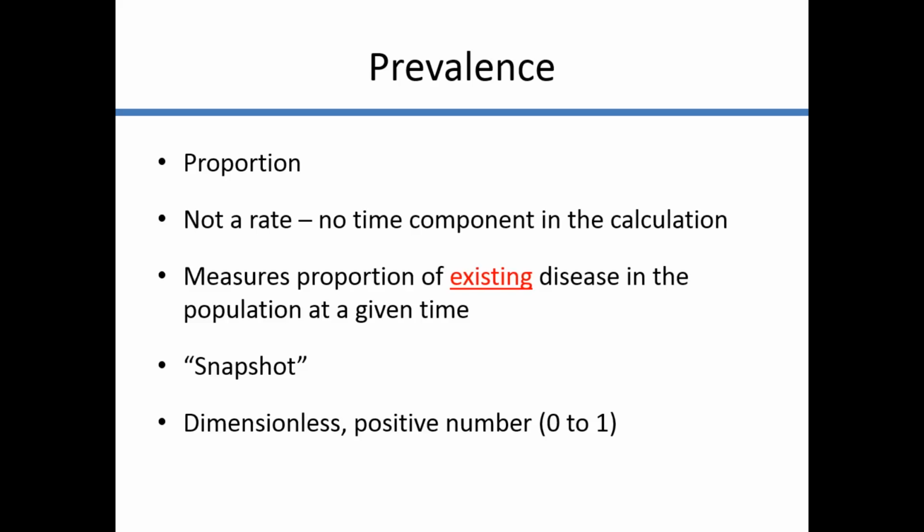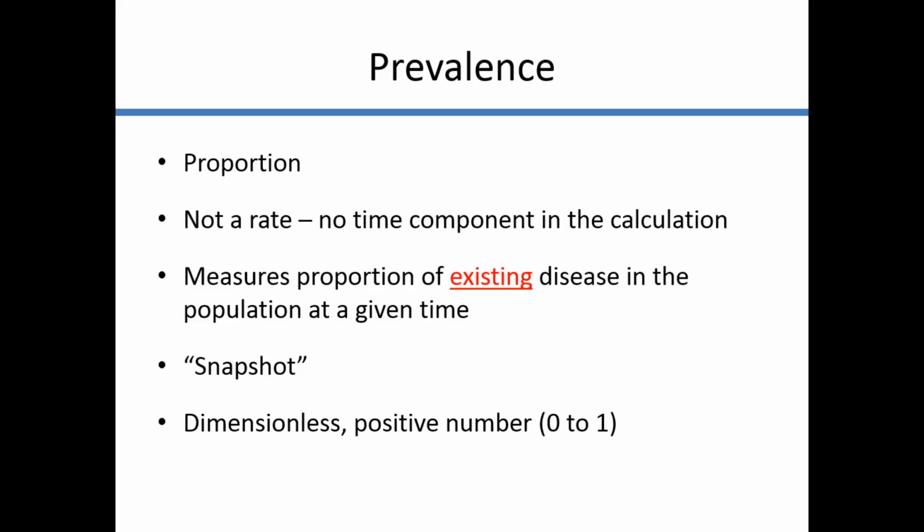It's a snapshot. It's a dimensionless, positive number, 0 to 1. It can also be expressed as a percentage. What percentage of people in my town have diabetes currently? We're not looking at when they got it, or what's new, or how often it occurs, or how many new cases we're going to get in the next year. We'll leave that to risk and rate. This is how many people exist right now in my town with the outcome.